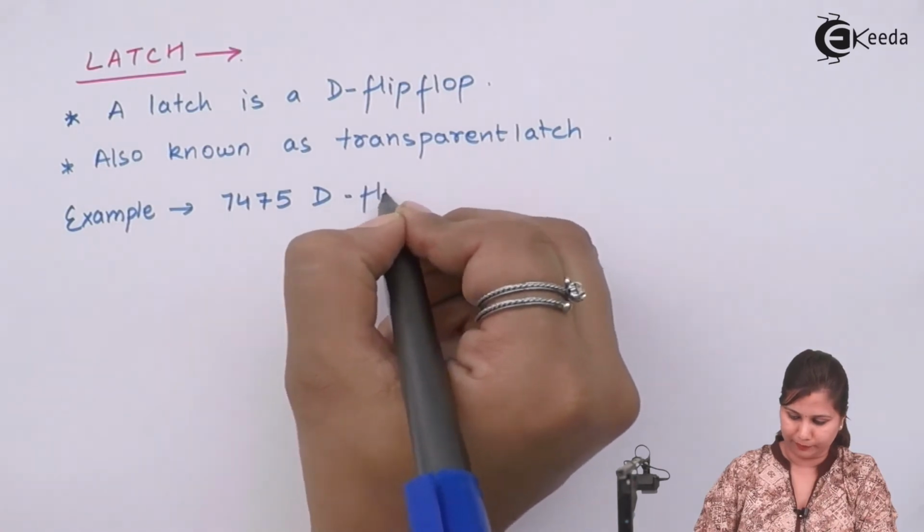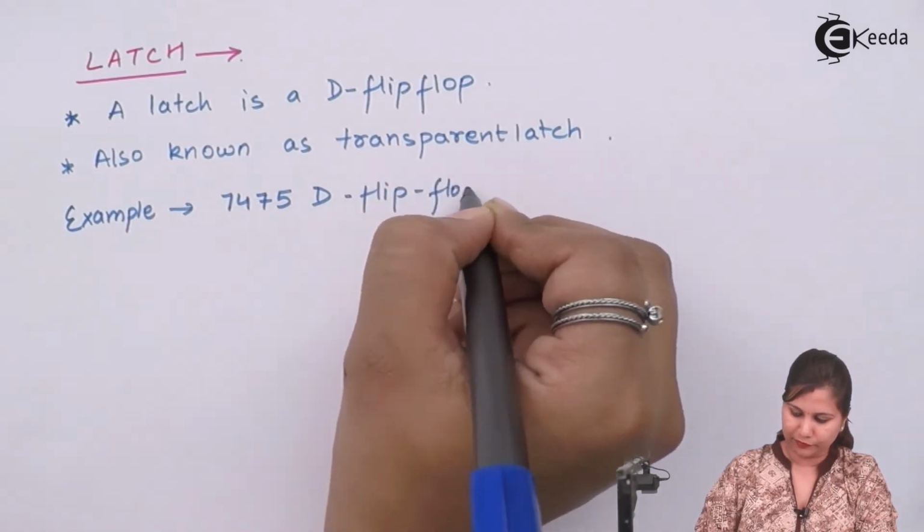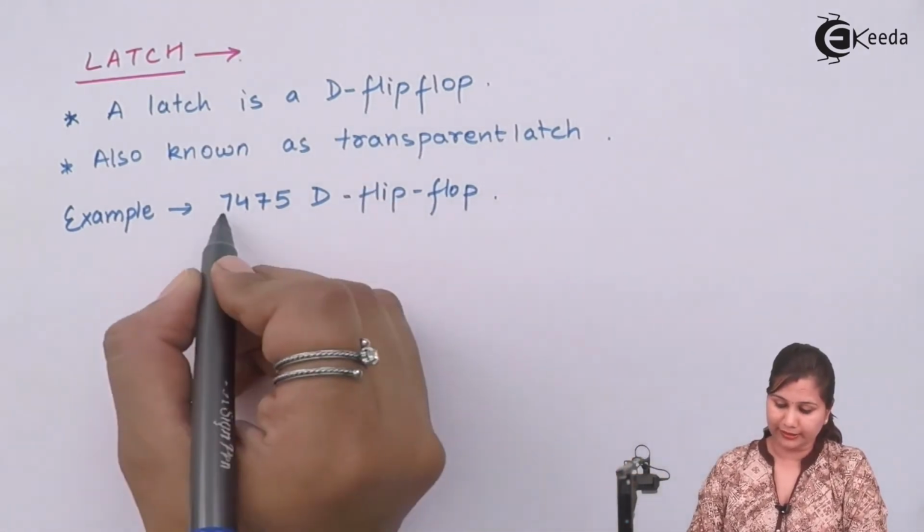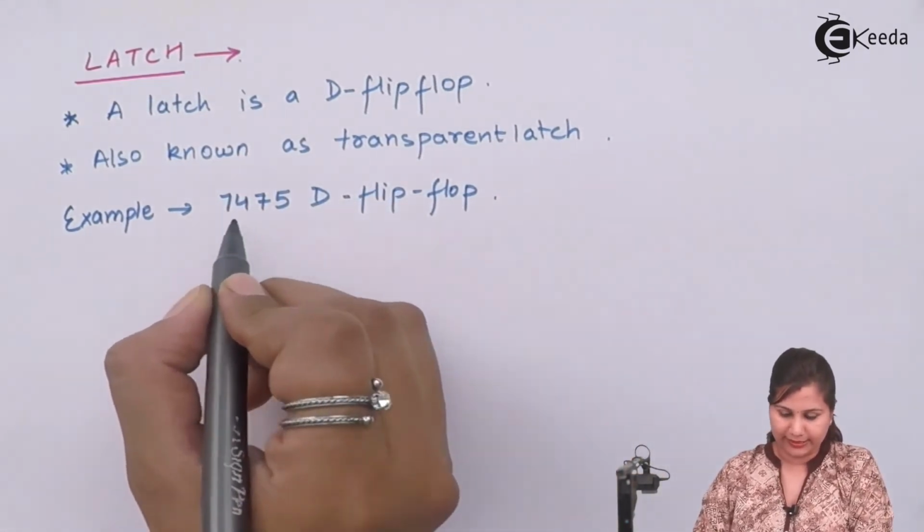The 7475 D flip-flop. This flip-flop also acts as a latch, and the IC number is 7475.